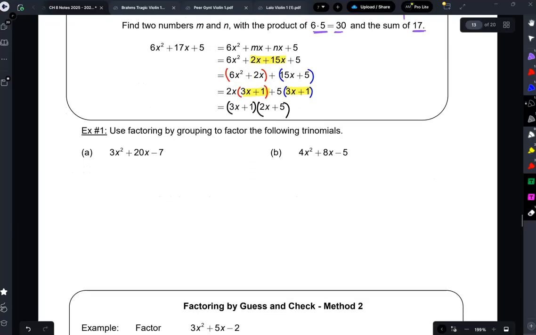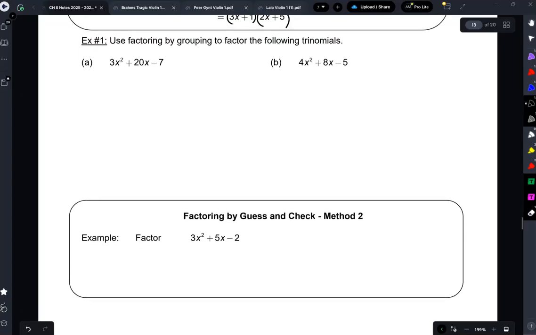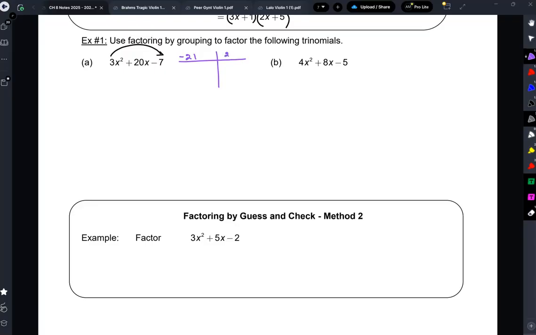All right, let's do one. Let's do this one. So what I'm going to do is multiply the 3 to the 7, and that's going to give me negative 21. So now I want 2 numbers that multiply to negative 21, but they add to 20. One version is 1 and 21. That multiplies to 21.